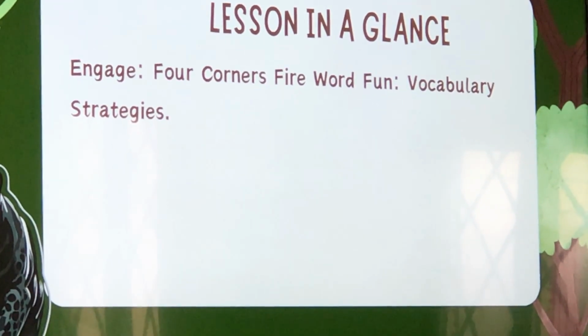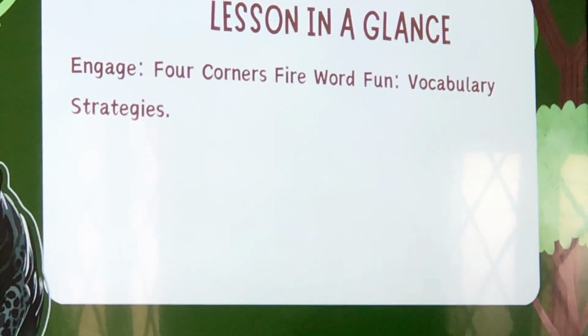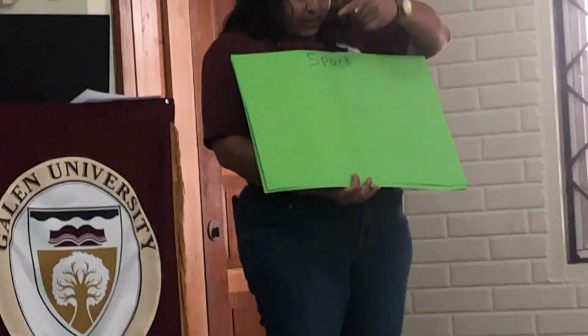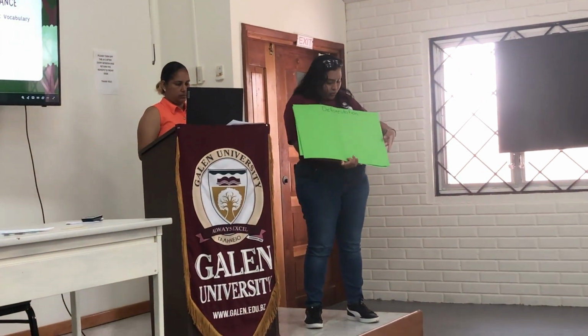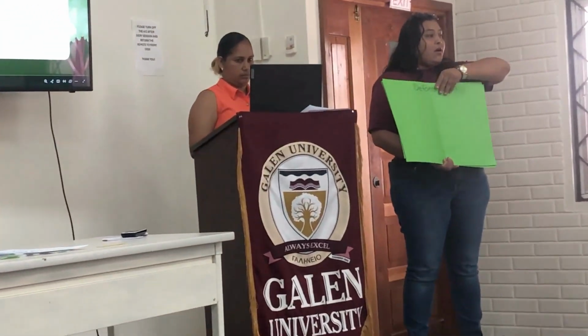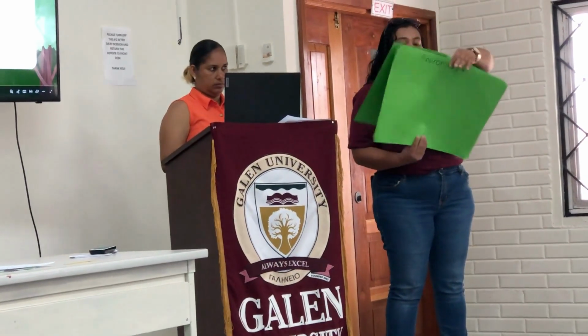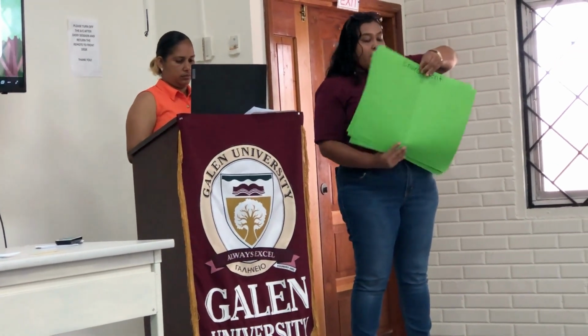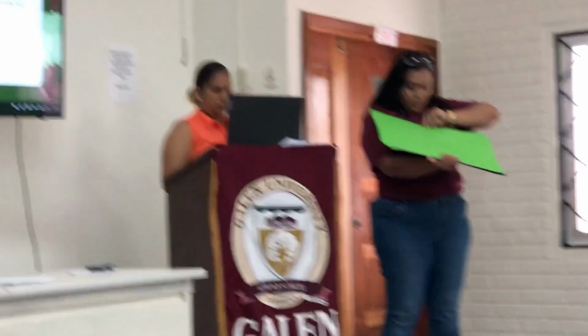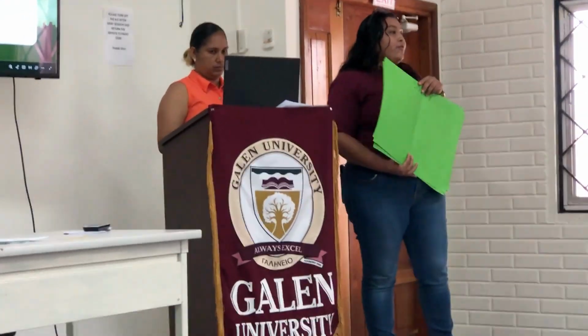And then we're going to go through the lesson at a glance. What will happen first? First, we are going to do the 4 corners, and then for our first lesson, we went with our vocabulary strategy, right? So we're going to go to our 4 corners. We're going to stick the word spark at the first corner, and then we're going to do deforestation at the second corner, and then we are going to do environment at the third corner, and then we are going to do safety at the 4th corner.